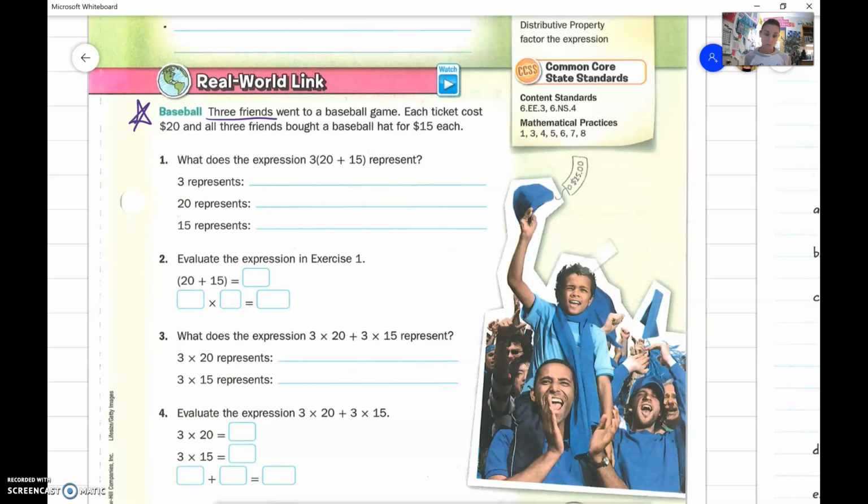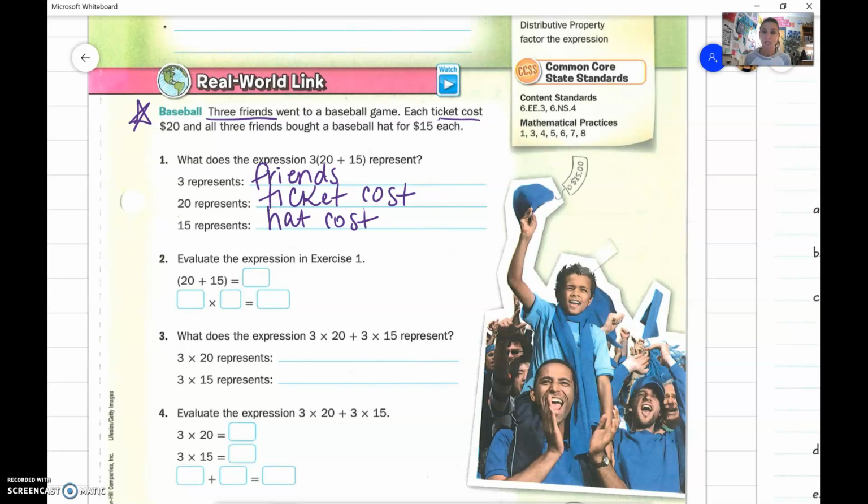Let's break it down. What does the 3 represent? That represents the friends, because there are 3 friends. What does the 20 represent? That is the ticket cost. Okay, and what does the 15 represent? That represents the hat cost. So how much the hat costs. There we go. So we broke it down. So now we know what each of those mean.